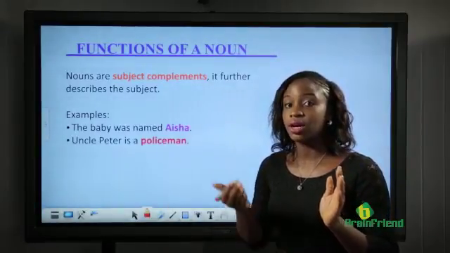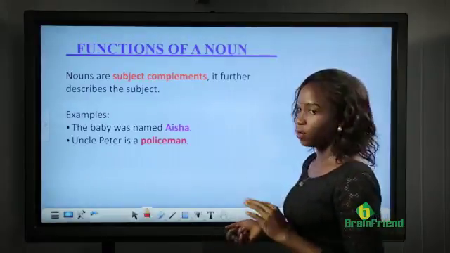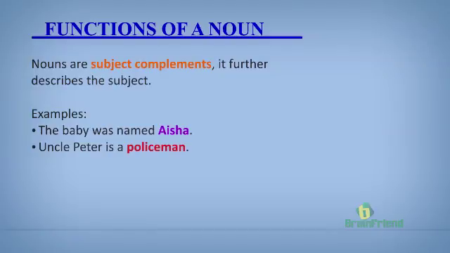For example, the baby was named Aisha. The baby is a noun because it refers to a person, a little newborn person. The baby was named Aisha. Aisha is what they named the baby. So you see that Aisha, which is another noun, tells you more about the first noun that we mentioned. So you see that it has complemented the subject.